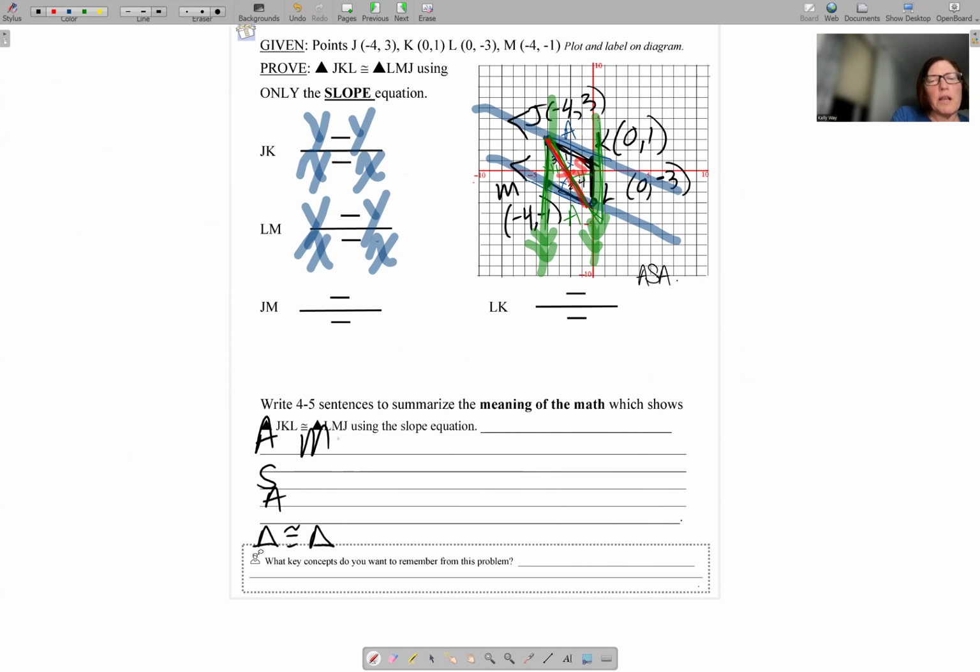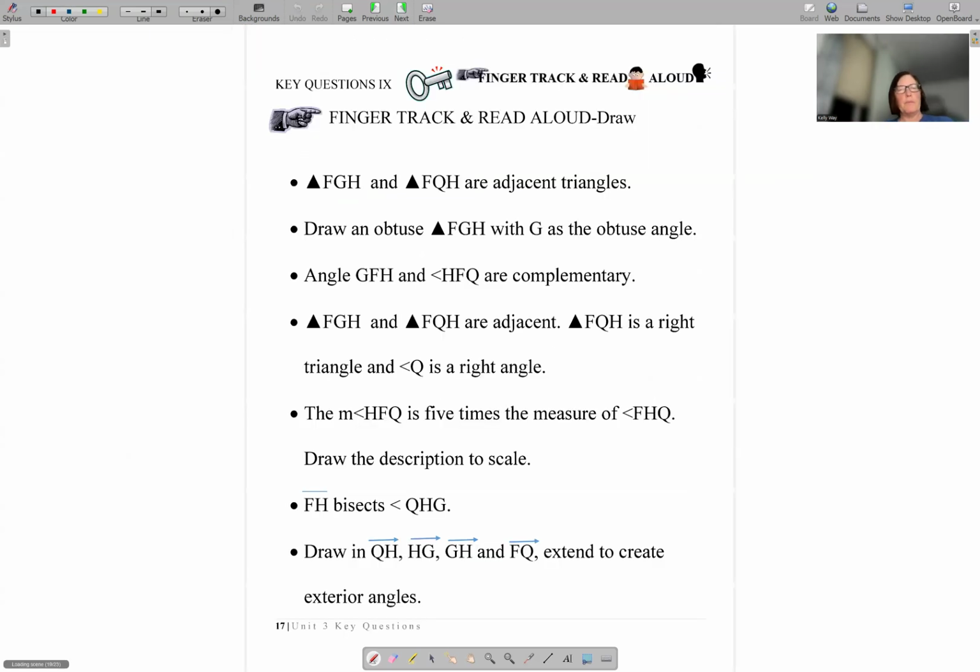And again, you must cite the math. What does the math mean? Then hit the punchline. What is congruent? Math, meaning, punchline. Remember, parallel lines, slope equals slope. This is a problem we did in class. Hopefully you have attempted to draw it yourself.